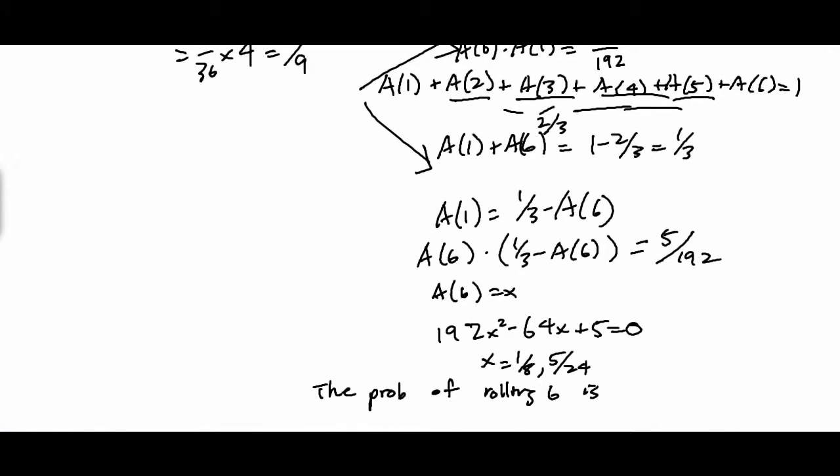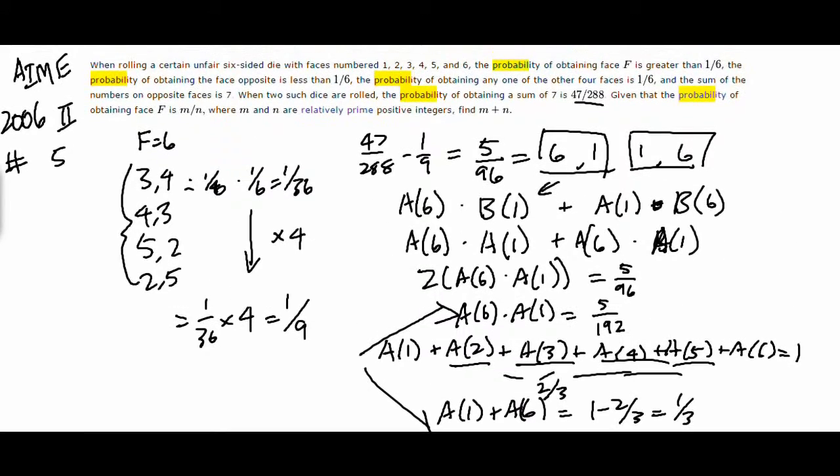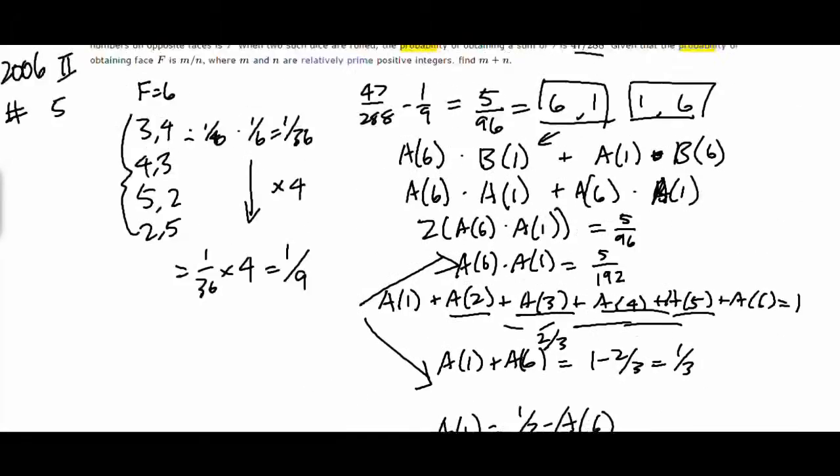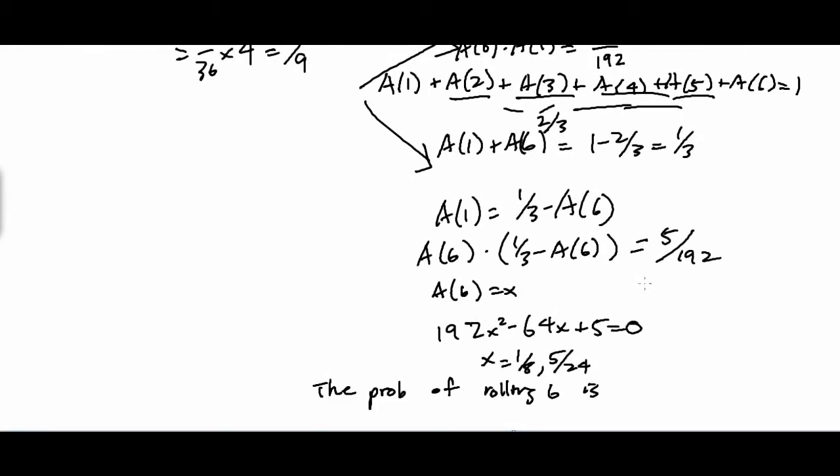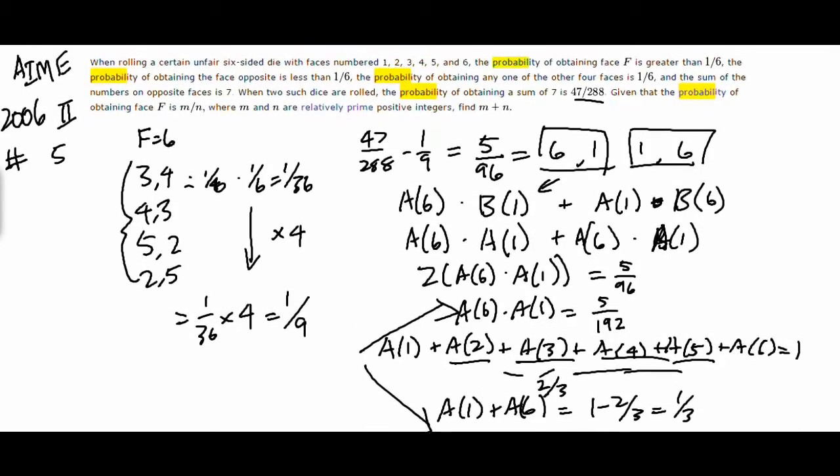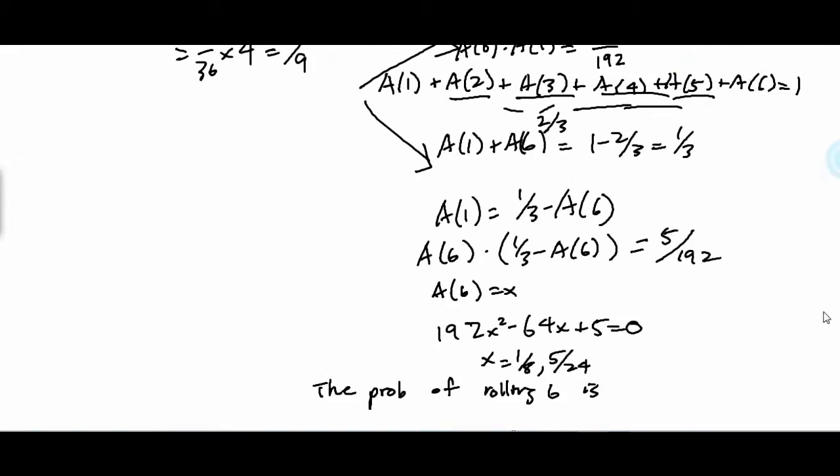Just so you know where 1/8 comes in, 1/8 is the probability of rolling the other face. Actually, no, sorry, it's not the probability of rolling the opposite. It's essentially saying that f has to be greater than 1/6, and 5/24 is greater than 1/6. If it didn't specify that, then we would have two possible answers. So basically, the probability of rolling 6 is 5/24, which is cool because it's such a simple answer.